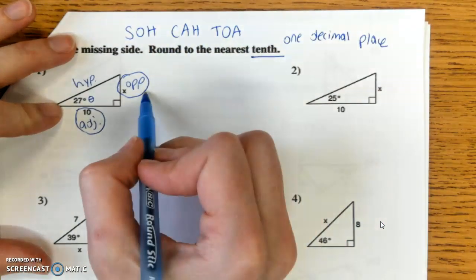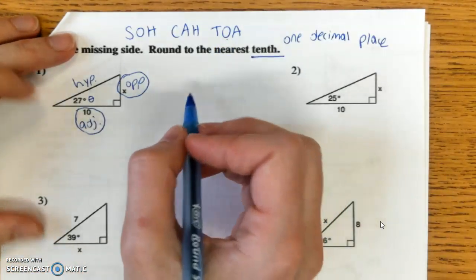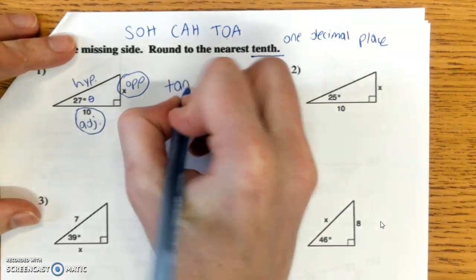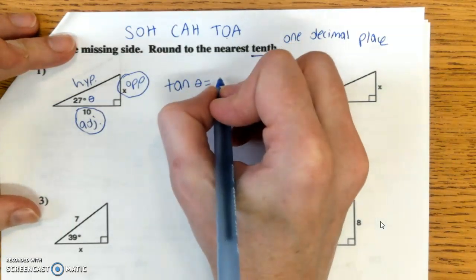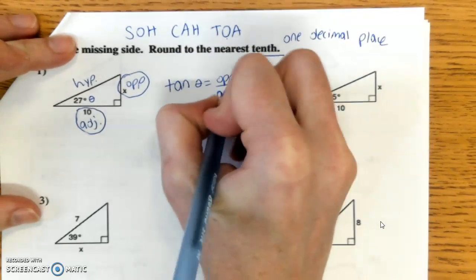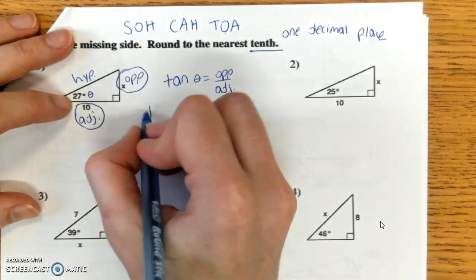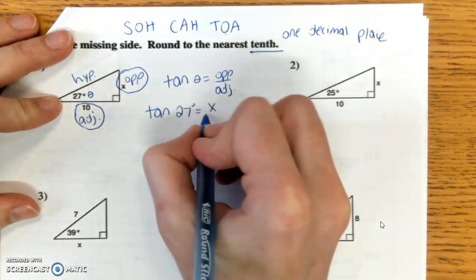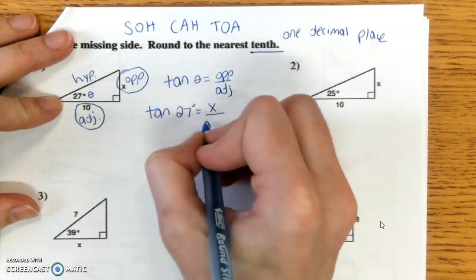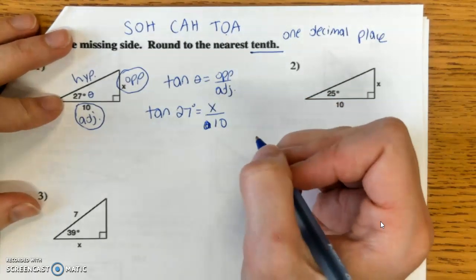So which one of the three uses O and A, opposite and adjacent? That's tangent. So I'm always going to start off by writing the ratio formula. Tangent of theta is equal to opposite over adjacent. And now let's fill everything in. My theta is 27, so tangent of 27 is equal to x over 10. I started to write adjacent. I meant to write 10.